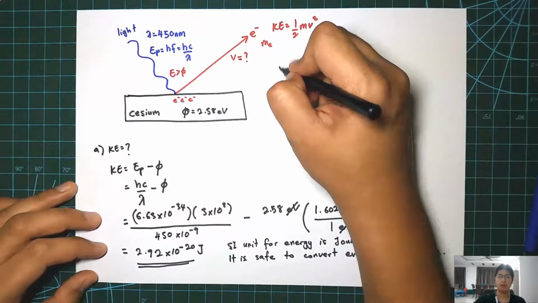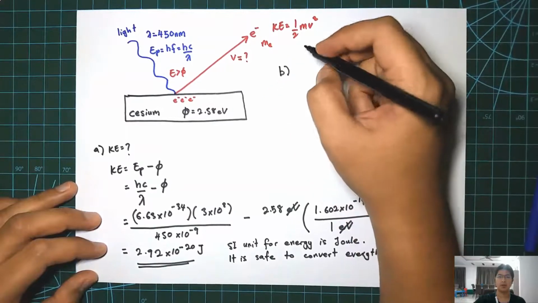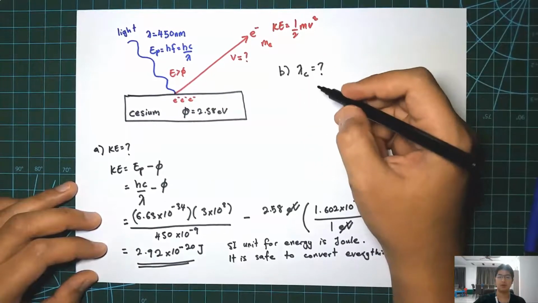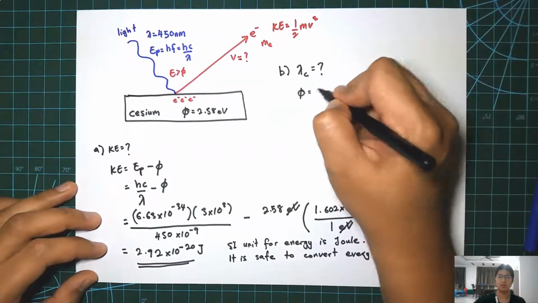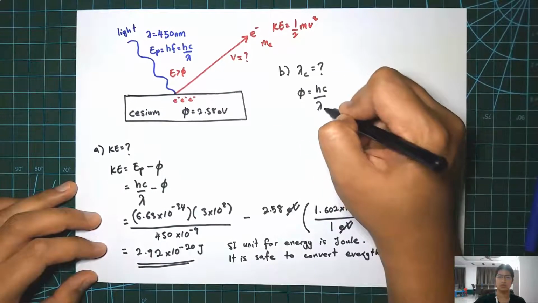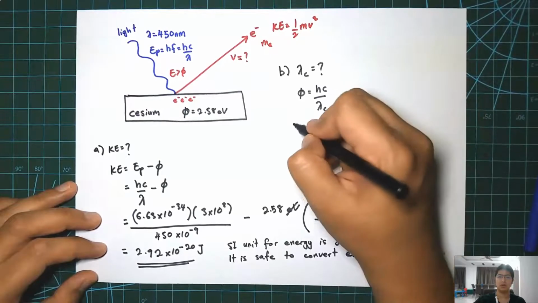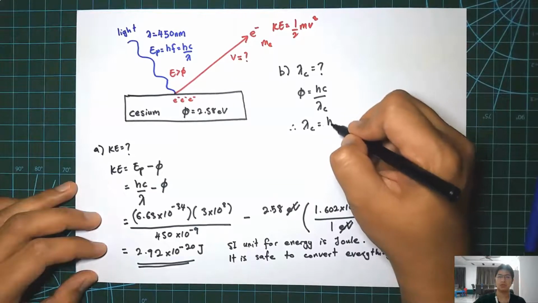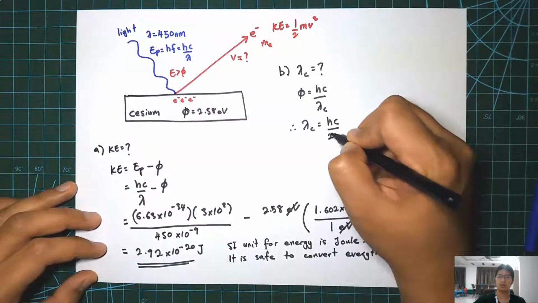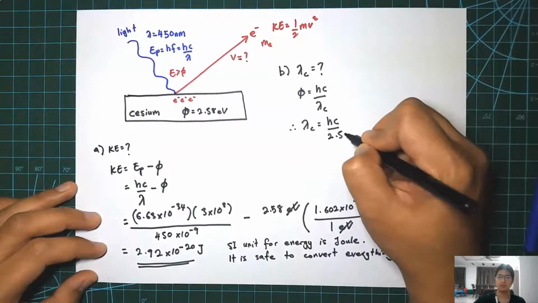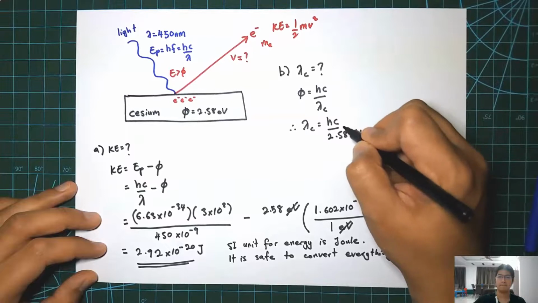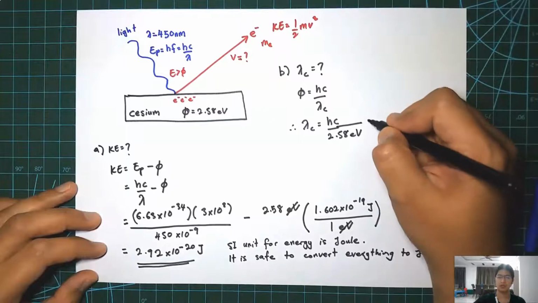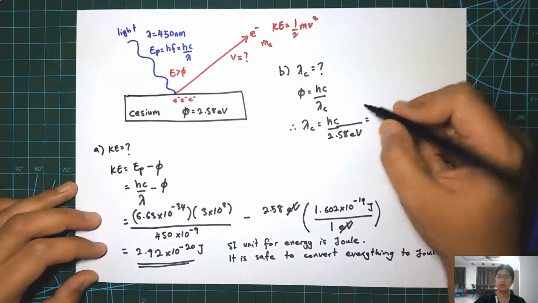Then question B, you need to calculate the cut-off wavelength. The cut-off wavelength comes from the work function equals hc over the cut-off wavelength. Then you need to rearrange the equation as lambda c equals hc over the work function. This is the value of the work function given in the question.